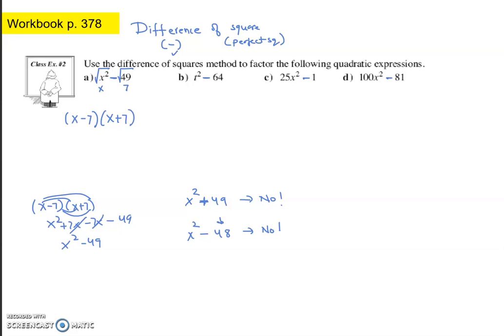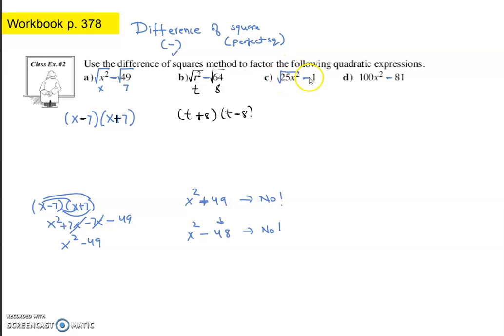If we try the next one over here, can I take a square root of t squared? Yes. Can I take a square root of 64? Yes. So my two factors will be t plus 8 and t minus 8. You'll notice I just wrote plus and minus in whichever order. Like I said, because this is multiplication, it doesn't matter which one you write first. No difference whether you write negative first and then positive, or positive first and then negative. No difference at all.